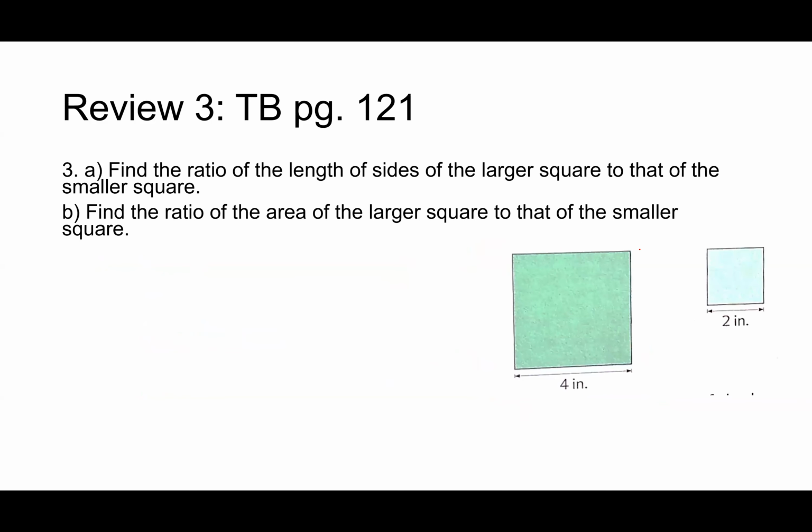Find the ratio of the length of sides of the larger square to that of the smaller square. Find the ratio of the area of the larger square to the area of the smaller square. Okay, let's separate our slide again into A and B. All right, Anthony, do you have an idea for the first one? Okay, working with me, not ahead of me, but let's go ahead and do the first one. Tell me how to do the first one.